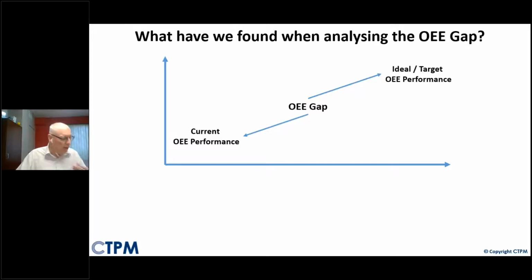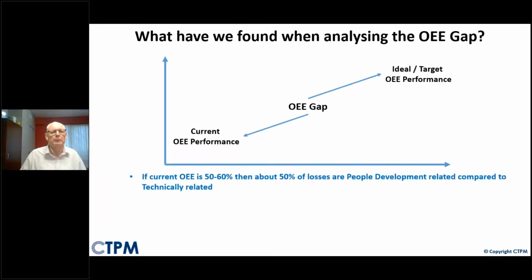Whatever the assumptions are, you come up with your target OEE, and then you have a gap. And the whole idea is to close the gap, obviously, to improve your capacity and free up time for improvement activity. So what we've found with that gap, if the current OEE is around about 50 or 60%, then about 50% of the gap or the losses are people development related compared to technical related issues. Now, what do we mean by that?